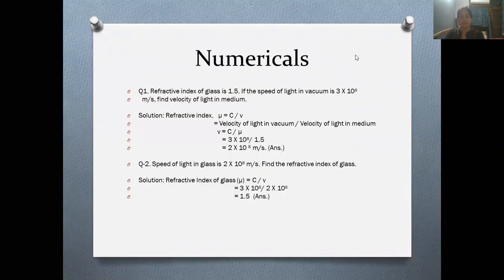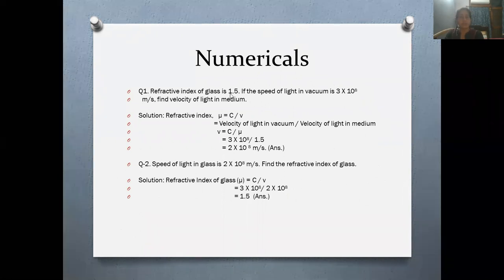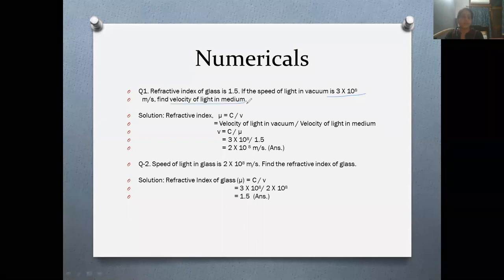There are some numericals that we already did in our online classes, but let's go again with these different types of numericals. It is given that the refractive index of glass is 1.5. The speed of light in vacuum is 3 into 10 to the power 8. Find the velocity of light in that medium. Sometimes the refractive index is written with the symbol mu. That is c upon v, the velocity of light in a vacuum upon the velocity of light in a medium.